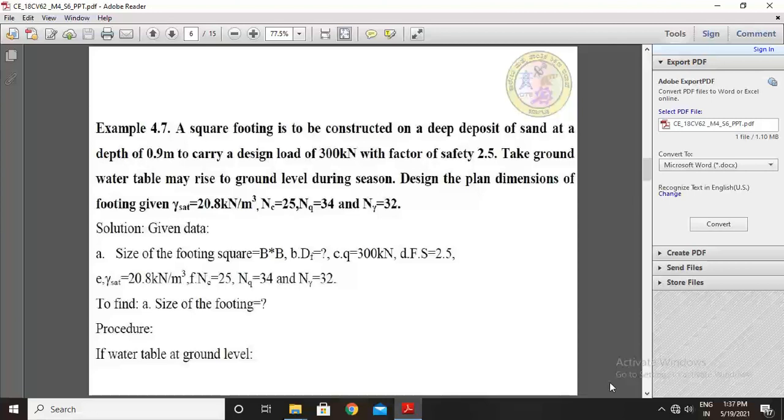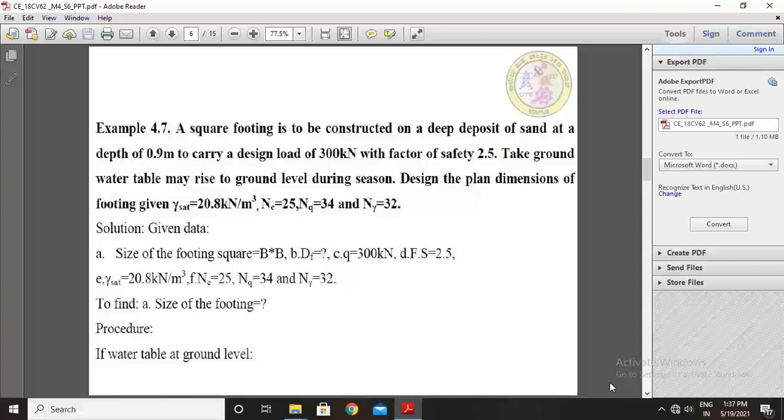Solution. Given data: size of the footing is square, that is B into B. Depth of the footing is how much? Load Q is given as 300 kilonewton. Factor of safety is given as 2.5. Saturated unit weight is given as 20.8 kilonewton per meter cube. NC equal to 25 is given, NQ is given as 34 and N gamma is given as 32. To find: size of the footing equal to how much? Procedure.